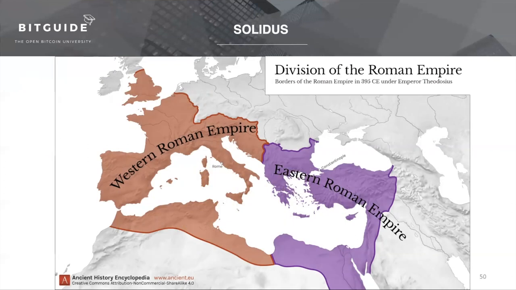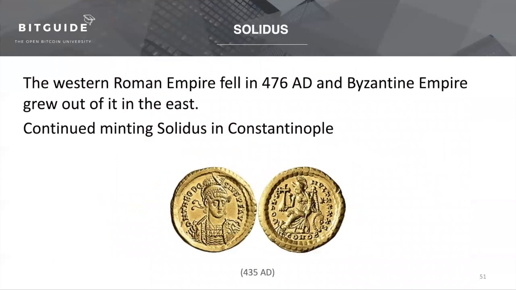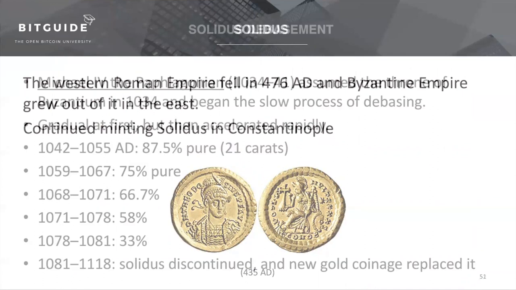Here's a map of the Roman Empire in the year 395. You can see the division between the west and east side. A few decades later, the Western Roman Empire fell, and the Byzantine Empire grew out of it in the east, and they adopted the solidus. They continued minting it in Constantinople.